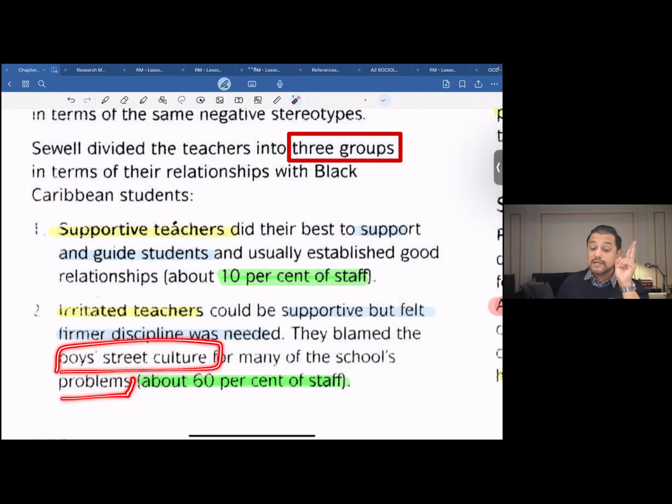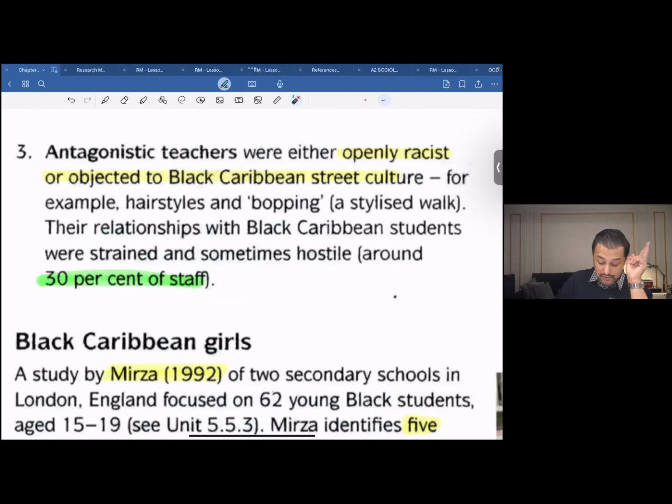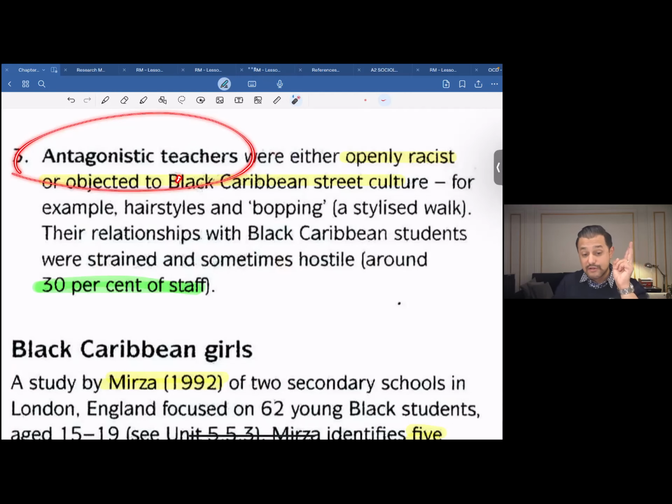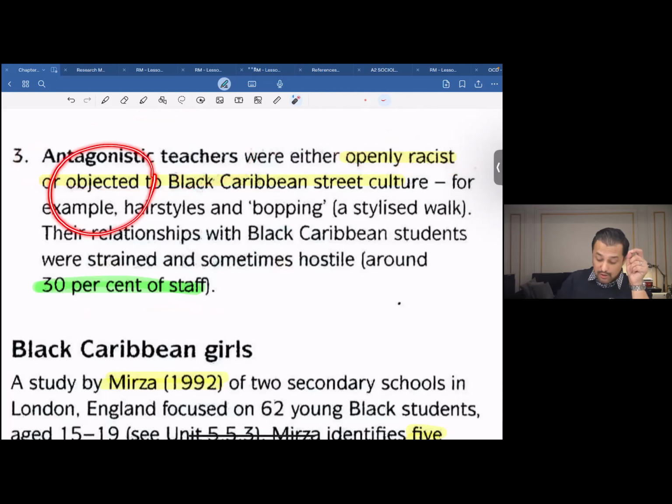They made up around 60% of the staff. However, the third category that we have over here are antagonistic teachers that made up around 30% of the staff. Now, these antagonistic teachers, according to Civil, were openly racist, and they very openly objected to Black Caribbean street culture.